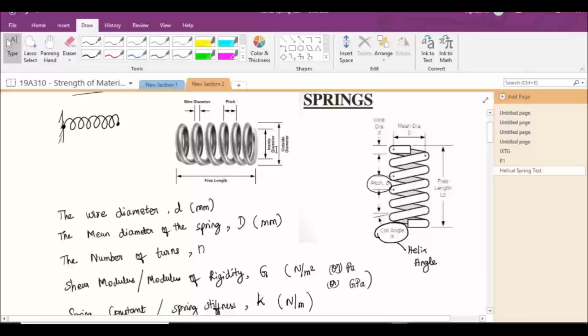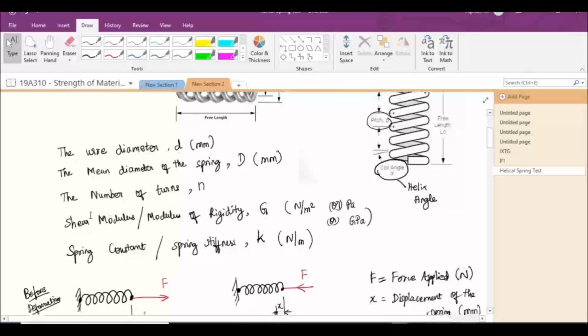The mean diameter is nothing but the mean value of the outer diameter and the inner diameter. The mean value of these two values is going to be the mean diameter. So it is also called the coil diameter, or the spring diameter, or the mean diameter of the spring.